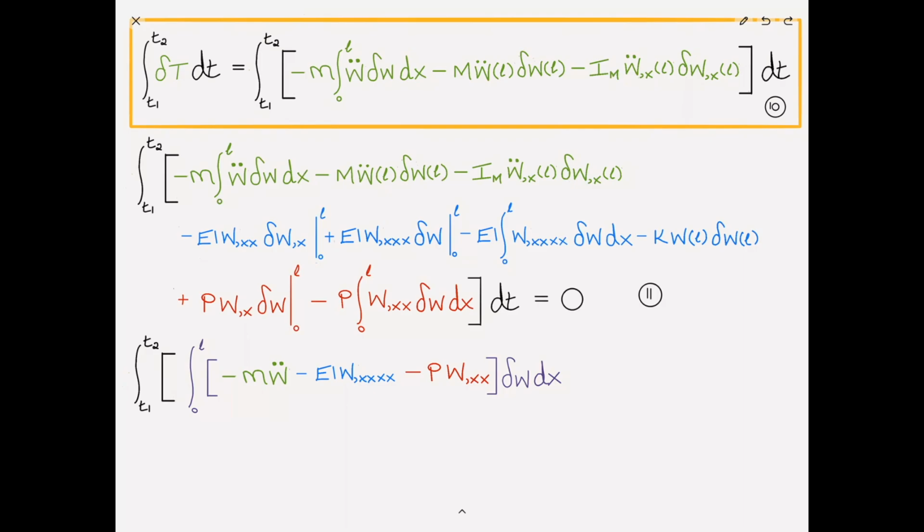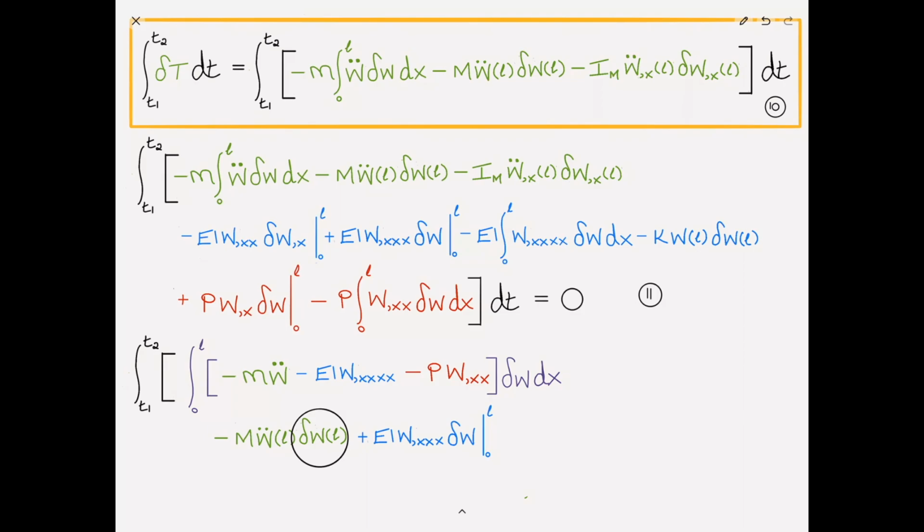Next we'll list the boundary terms, but what I'll try to do is keep the ones that involve del w together, and the ones that involve del w comma x, I'll keep those together. So minus m w double dot at L, del w at L, plus EI w comma xxx del w at 0 and L. By the way, for this boundary term, I've just evaluated it at L.